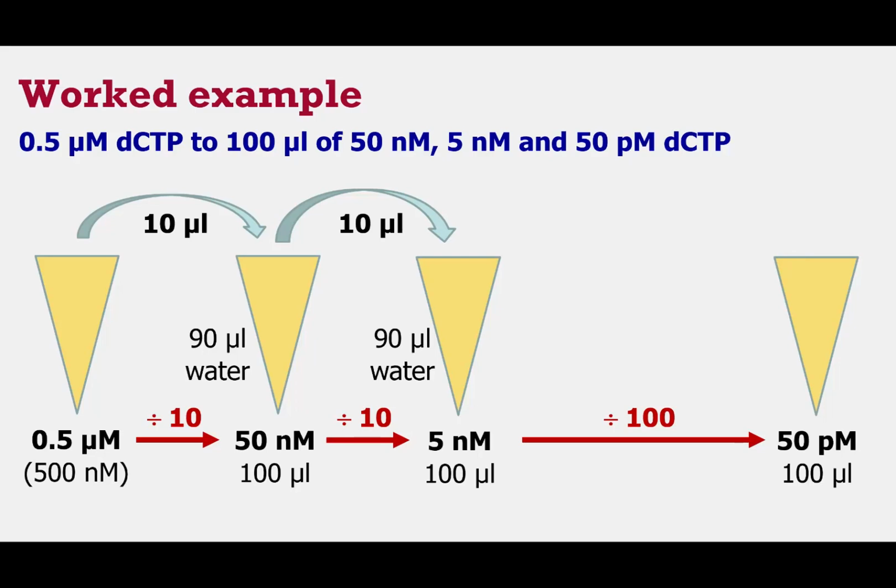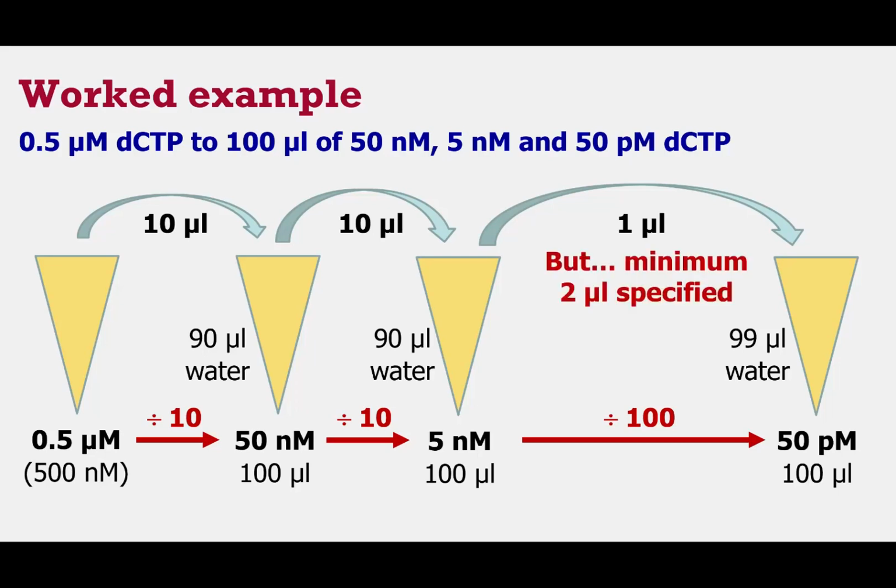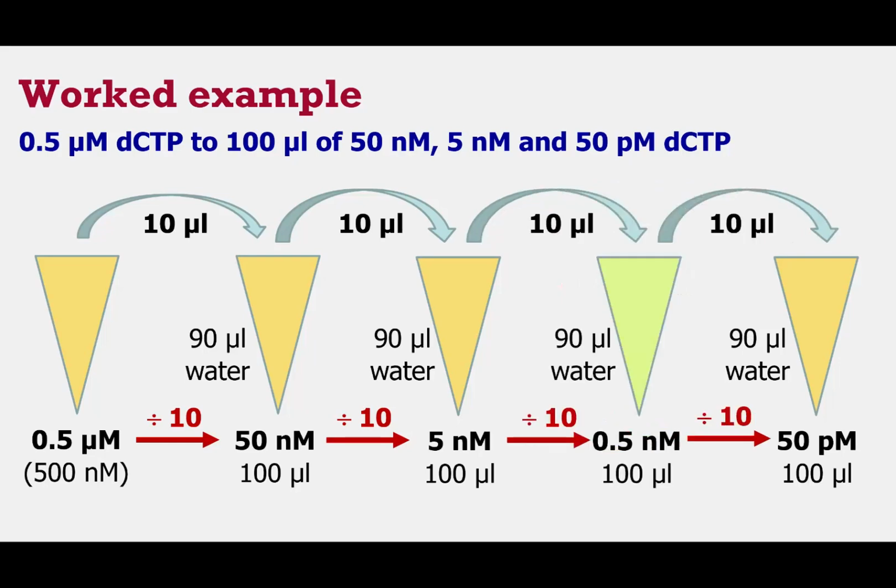If we tried to make that directly, then we would need to transfer 1 microliter into 99 microliters of water. But you will recall from the question that we were told that we should only transfer a minimum at any stage of 2 microliters. So what are we going to do? Well, as I've given you a bit of a steer with the layout of this slide, we're going to have to work through an additional solution on the way between the 5 nanomolar and the 50 picomolar.